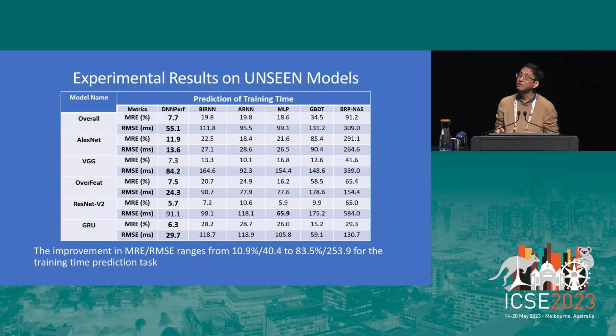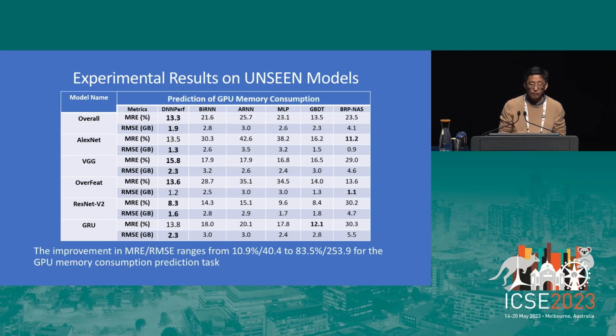Okay, as I mentioned, we have some unseen models. We use unseen models to test the generalizability of our tool. These are models whose configurations did not appear in the training set. We found that when we apply our tool to these unseen models, we can still achieve quite good prediction accuracy. For predicting the training time, our MRE is only about 7.7 percent, which is quite good. And for predicting the memory consumption, our model can achieve 13.3 percent MRE, which is also good.